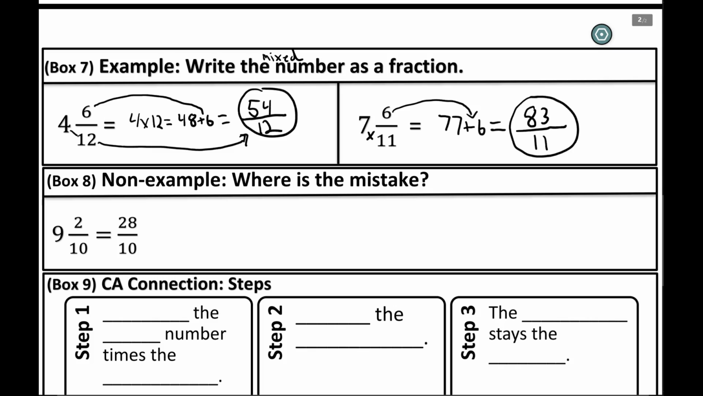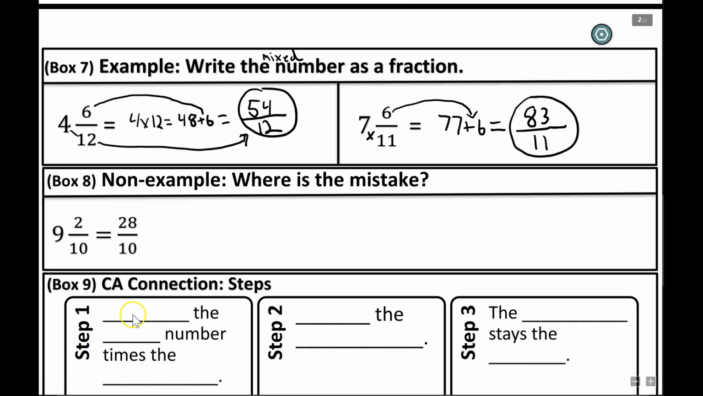So let's see this. I have 9 2/10. I'm going to solve it now. They got 28 tenths when they renamed it, okay? But obviously we know there's a mistake. So the mistake is they did not follow the correct order, okay?